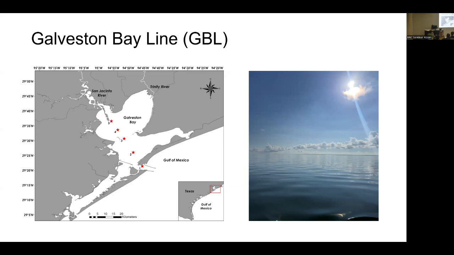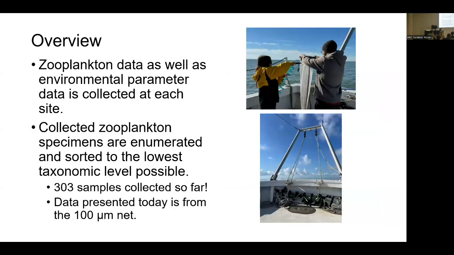At stations 1 and 2, typically we see the most coastal influence from the Gulf of Mexico in the lower bay. Moving into station 3 in the middle bay, you see more of an interface between riverine influence and the coastal influence. And then at stations 4 and 5, you see the most influence from the San Jacinto and Trinity rivers. So moving on to this. What do we do once a month when we go out? At each site, we collect environmental parameter data as well as the zooplankton data.